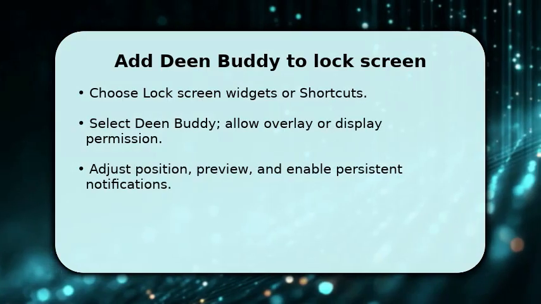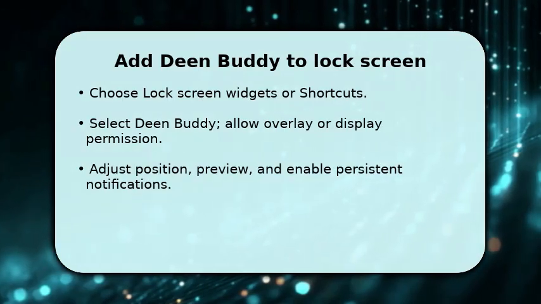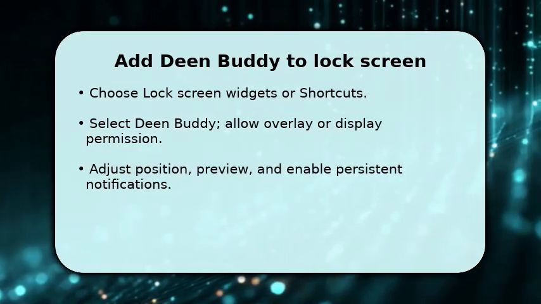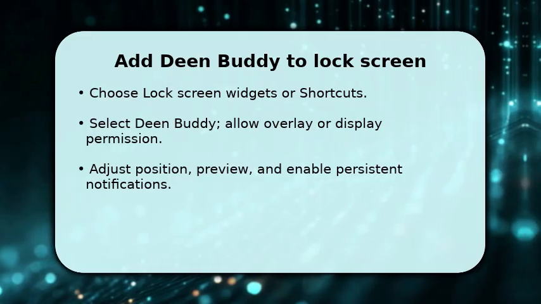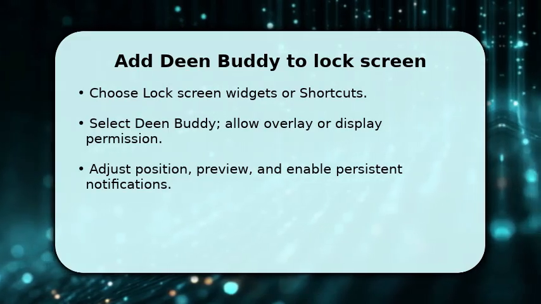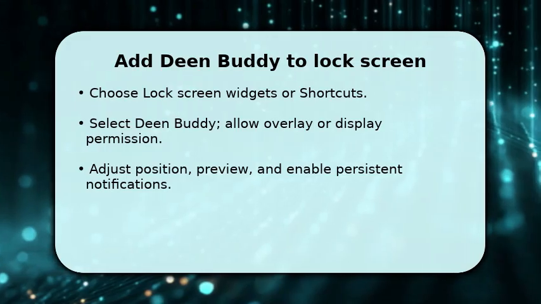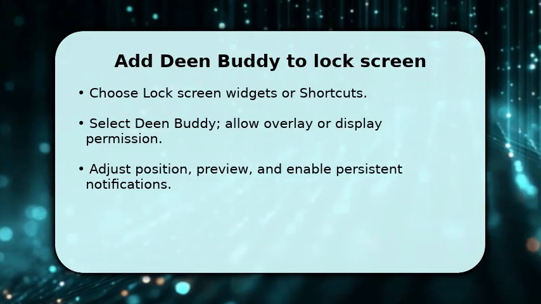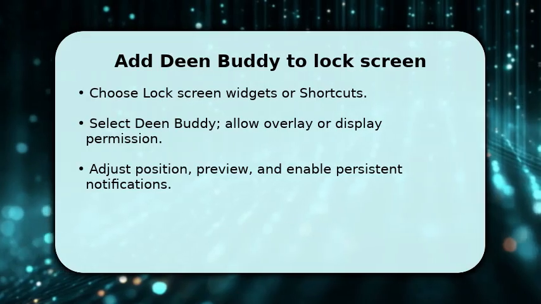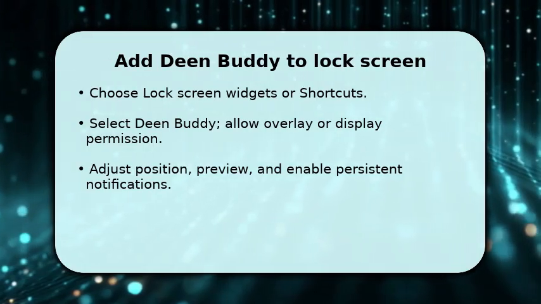You now add Deen Buddy to the lock screen by selecting Lock Screen widgets or shortcuts in that menu. Different phones call it different things. Next, pick Deen Buddy from the list and accept overlay or display permissions when prompted so the app can appear there. Then adjust its position and preview how it looks.